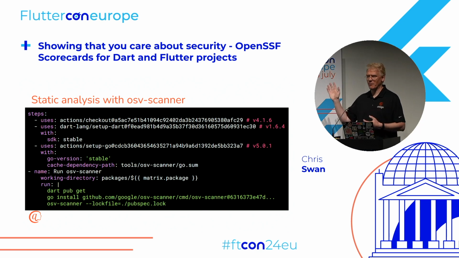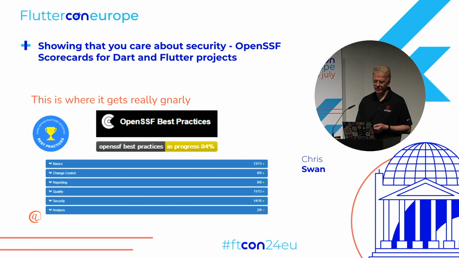So this code fragment that I've got on the screen is presuming that you've not already done dart pub get, but you'll probably already have done that in your CI in order to do everything else that the CI is doing. And so just adding in this one extra little command line will get you to run OSV Scanner, and we'll get that notification of vulnerable dependencies.